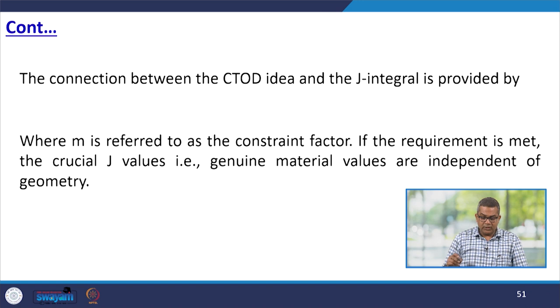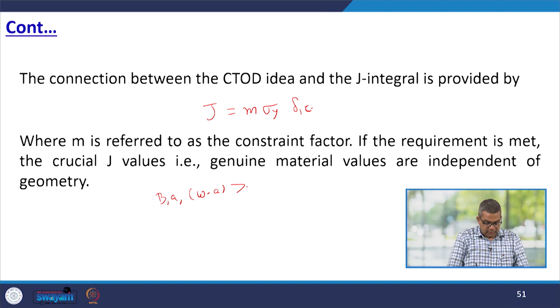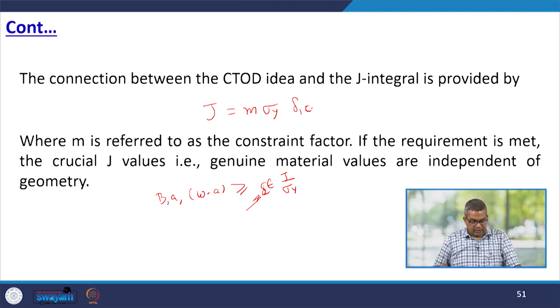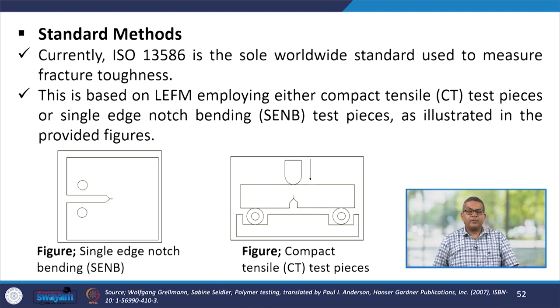Now, the connection between the CTOD idea and the J integral is provided by J is equal to M sigma Y delta IC, where M is referred to as a constant factor, and if this requirement is met, the critical values of J, that are the genuine material values, are independent of geometry, like B, a is greater than or equal to epsilon J over sigma Y. Now, epsilon is the proportionality constant for geometrical size criteria in the J integral concept.